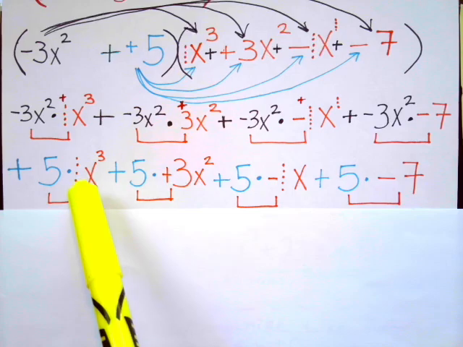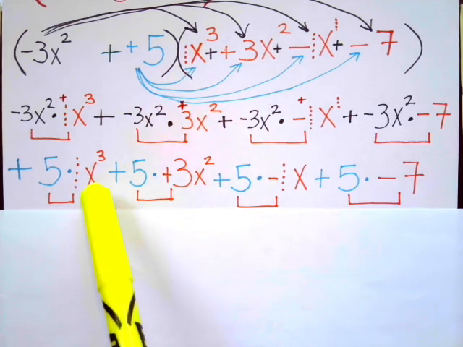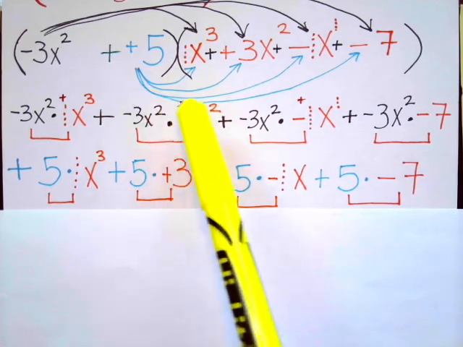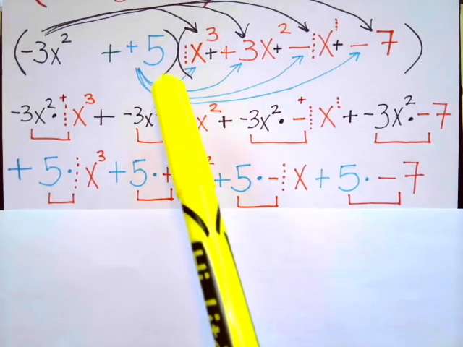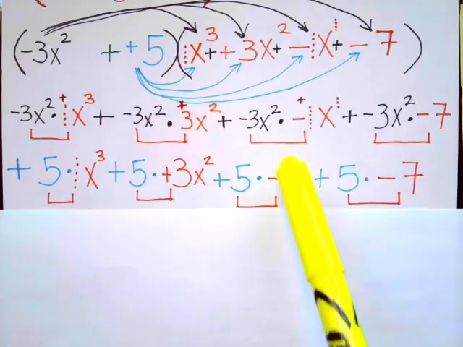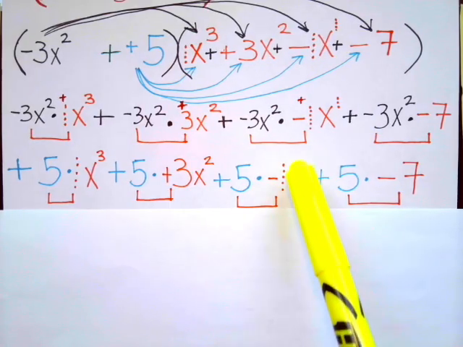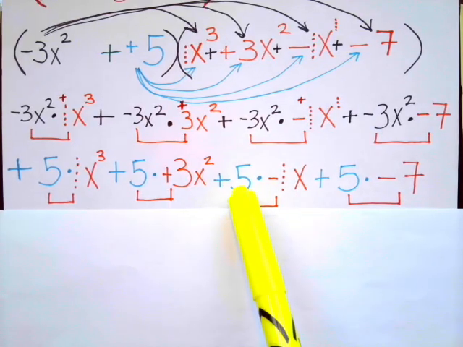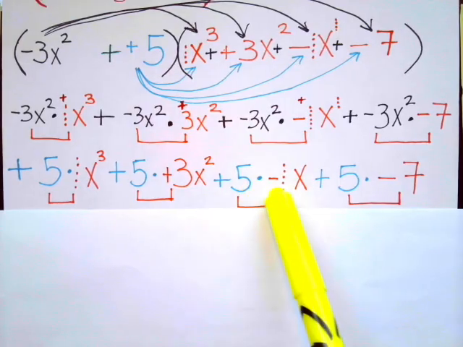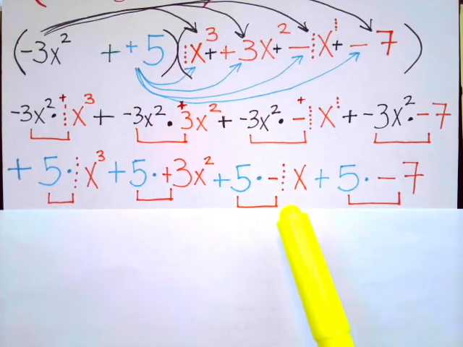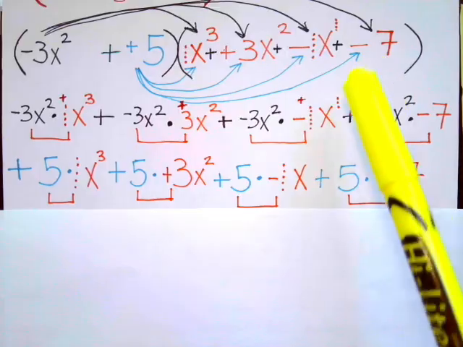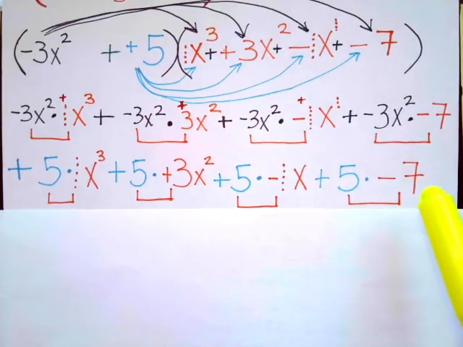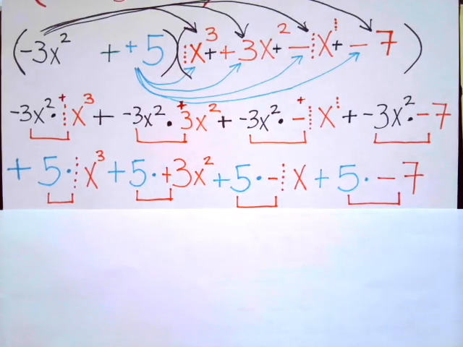So 5 times 1x cubed plus 5 times 3x squared plus 5 times a negative 1x to that invisible first power. Since 5 doesn't have a variable x, it's not important to show right now. You don't need to do anything with that invisible 1. Maybe later. Plus 5 times a negative 7, 5 times that negative 7 that you see here.